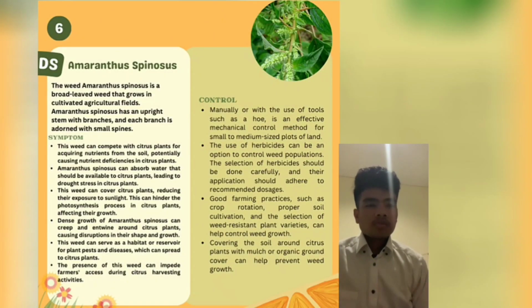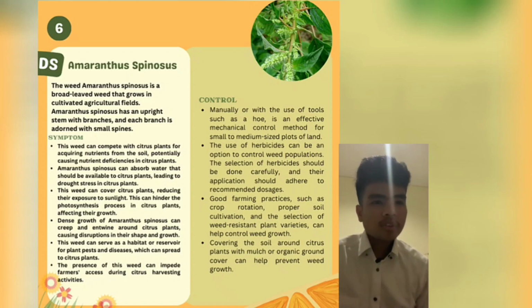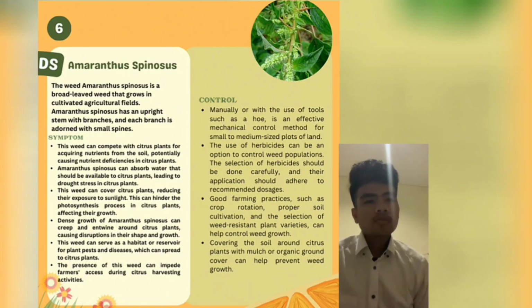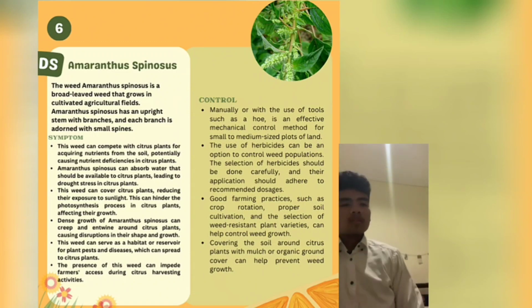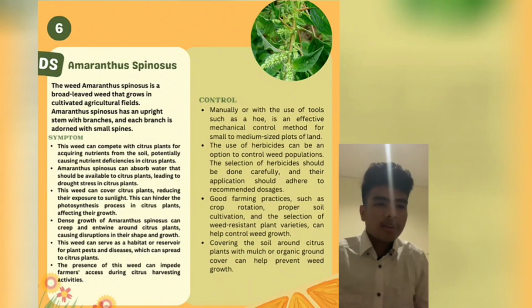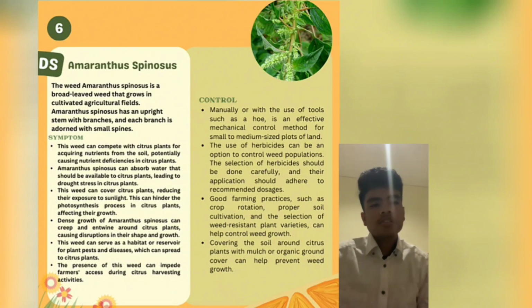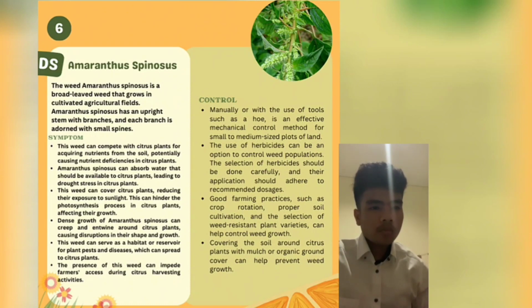Next, Amaranthus spinosus. The weed Amaranthus spinosus is a broadleaf weed that grows in cultivated agriculture fields. Amaranthus spinosus has an upright stem with branches, and each branch is adorned with small spines. The symptoms. First, this weed can compete with citrus plants for acquiring nutrients from the soil, potentially causing nutrient deficiencies in citrus plants.